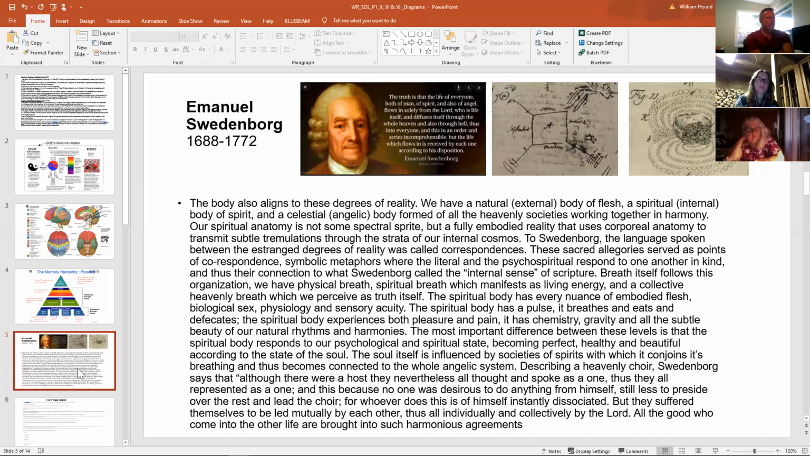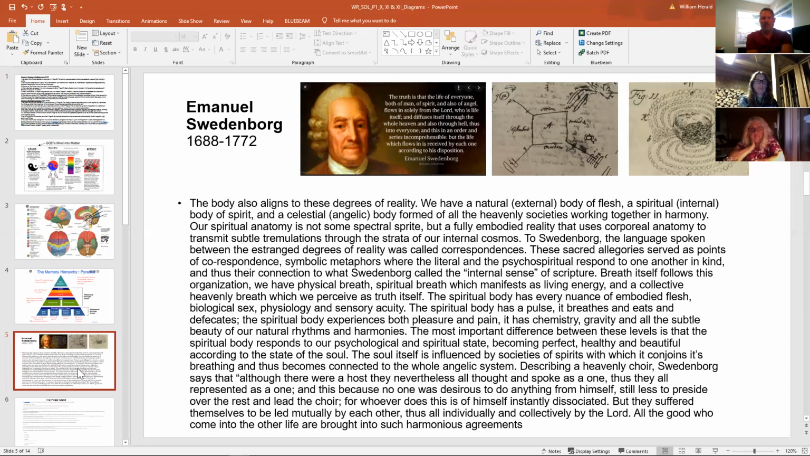Our spiritual anatomy is not some spectral sprite, but a fully embodied reality that uses corporeal anatomy to transmute subtle tremulations through the strata of our internal cosmos, which means basically vibrations through our tissues. Right? To Swedenborg, the language spoken between the estranged degrees of reality was called correspondences. These sacred allegories served as points of co-respondence, symbolic metaphors where the literal and the psycho-spiritual respond to one another in kind, and thus their connection to what Swedenborg called the internal sense of Scripture.